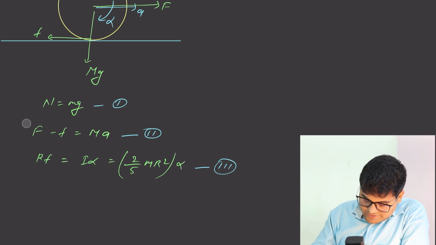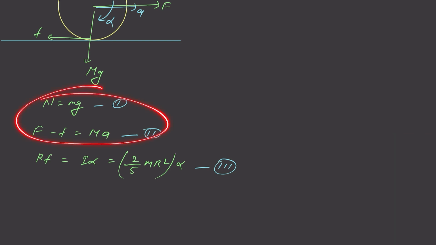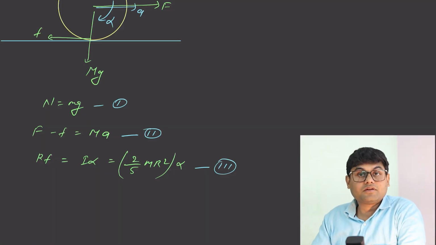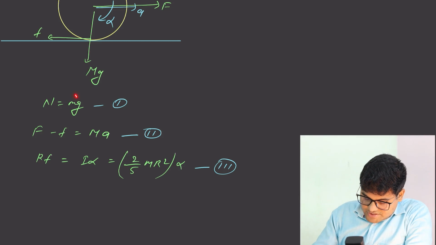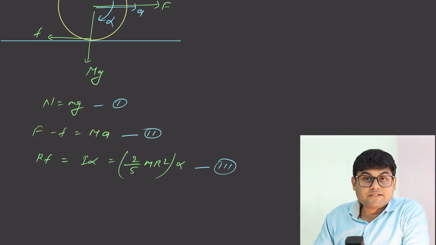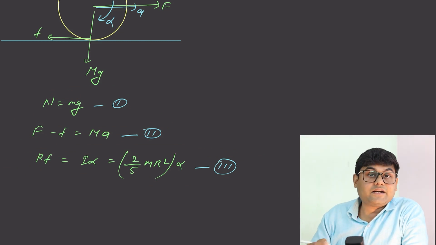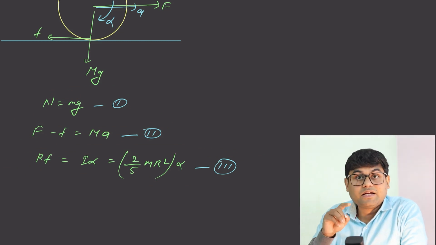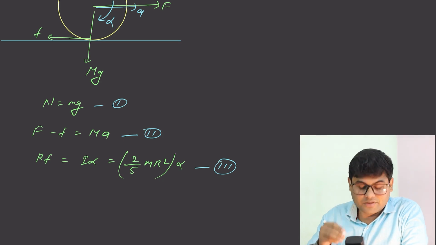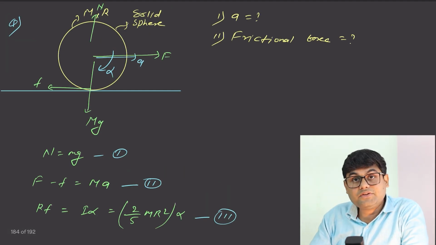First kind of equation is what? Force equation. Second kind of equation is what? Torque equation. Third kind of equation will be what? Condition for pure rolling. Okay, so what are the conditions for pure rolling?